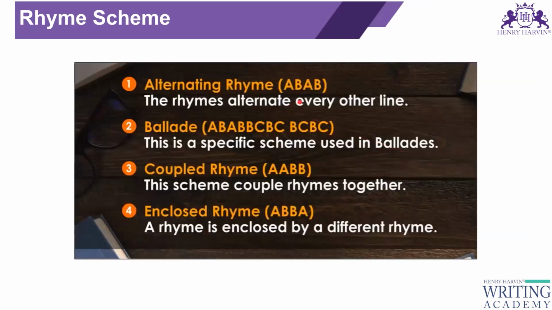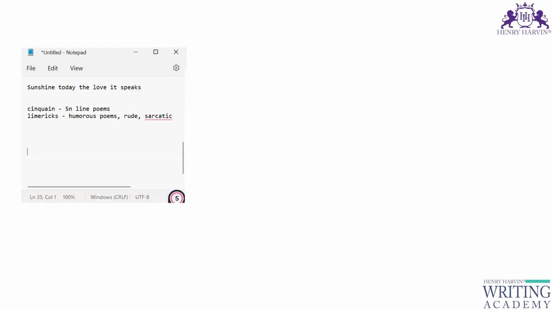So you have A B in alternating rhymes. For example, the first line is, say, lying, and then the second line is go. Then the next line will become crying, and then the next line will become flow. So that is lying, go, crying, flow. So this is A, this is B, this is A, this is B.